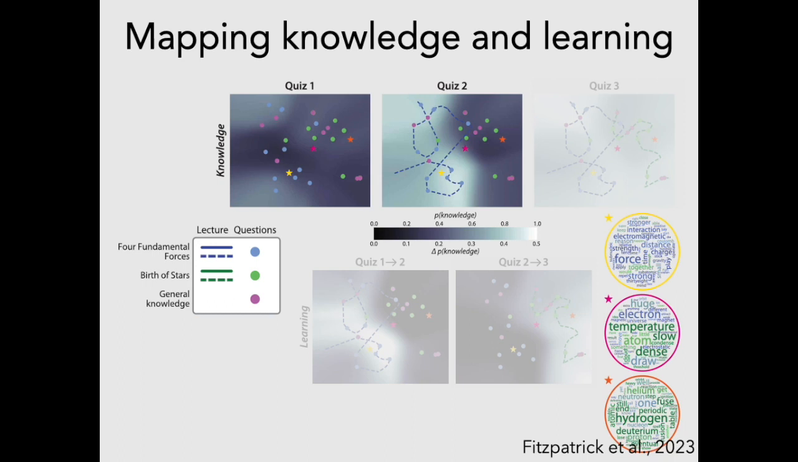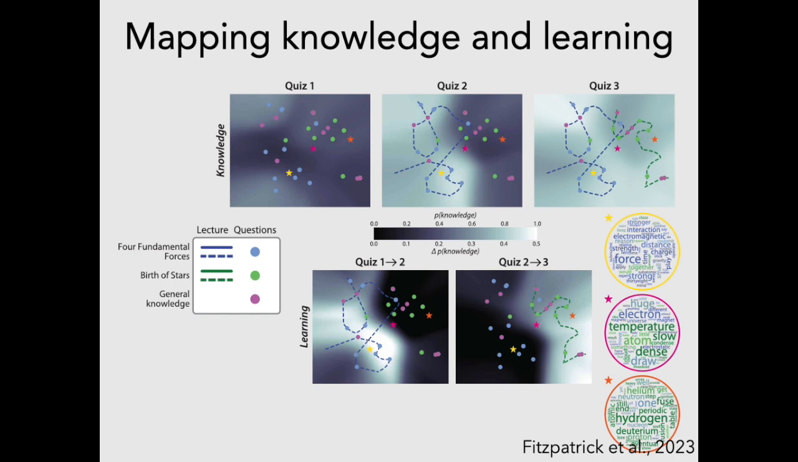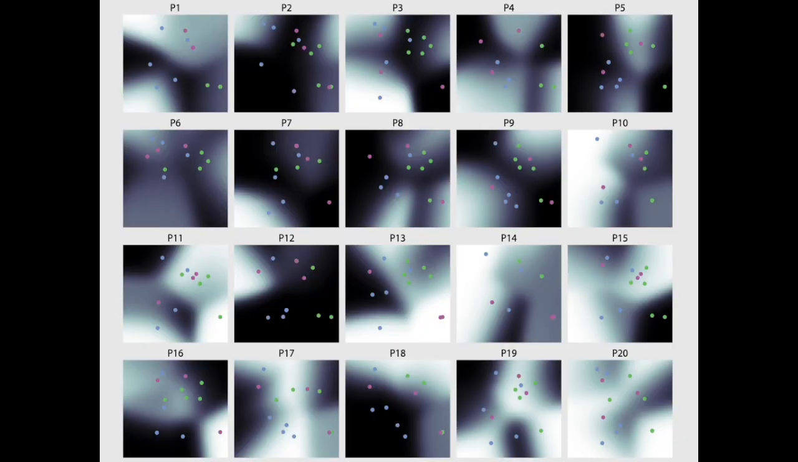After watching the first video in this sequence, we can see their knowledge about the content covered by that video bump up. Here's a difference map showing how their knowledge changed before versus after watching that video. We can continue this process of mapping out knowledge to watch knowledge change as they watch the next video too. We can make maps for individual people too. Here are maps from 20 different participants that we saw after they watched the first video in our training sequence. You can see that each person's map reflects their unique knowledge.